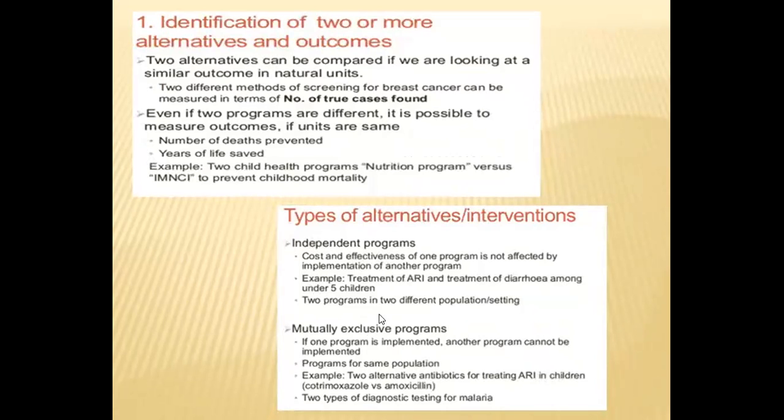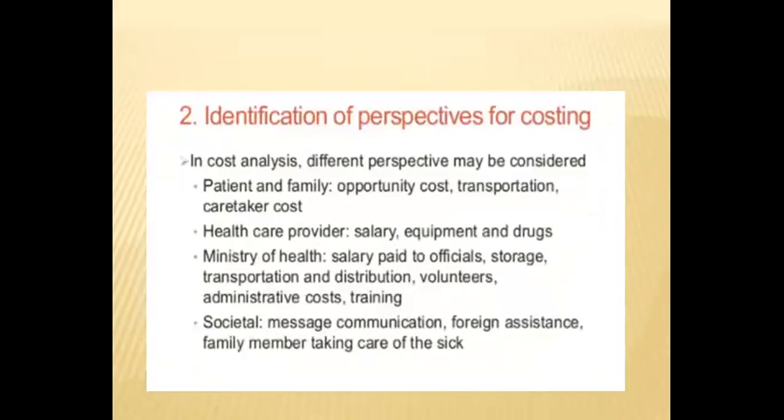For example, the programs may be independent or mutually exclusive. In independent programs, the cost and effectiveness of one program is not affected by the implementation of another, for example, treatment of acute respiratory tract infection and treatment of diarrhea among children under 5 years. In mutually exclusive programs, if one program is implemented, the other cannot be, for example, two alternative antibiotics for treating ARI in children. Therefore, two programs may be independent or mutually exclusive.